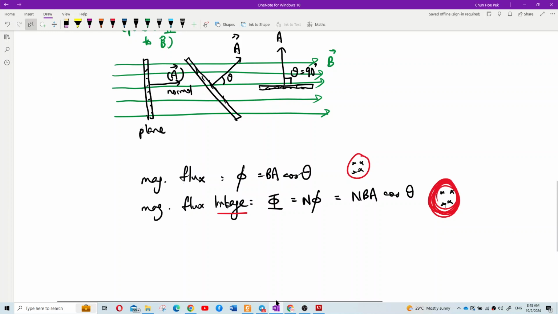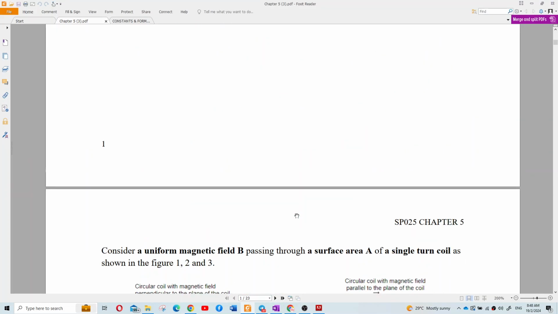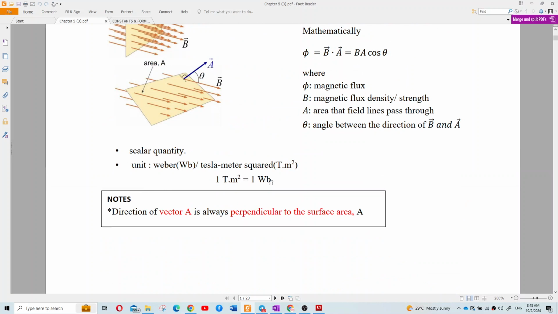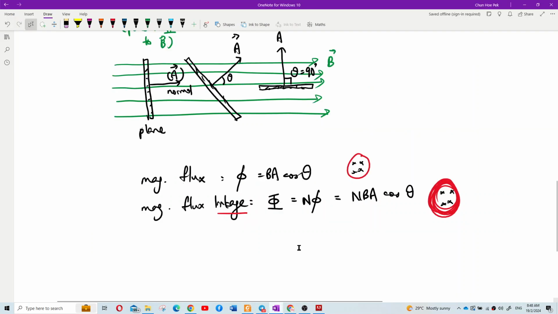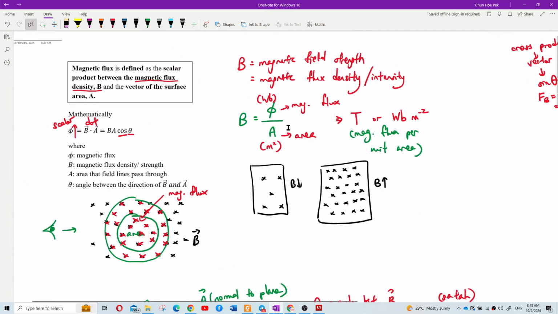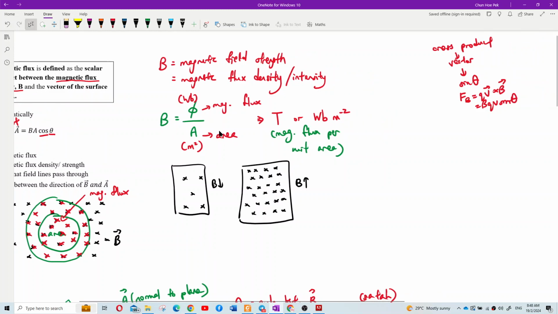Okay, so now about the unit. One variable is magnetic flux. So actually I can say the unit of magnetic field can be Tesla or Weber per meter square, magnetic flux density. Magnetic flux itself is BA cos theta. So we can say the unit of magnetic flux is Weber. We also can say magnetic flux has another unit, Tesla meter square.